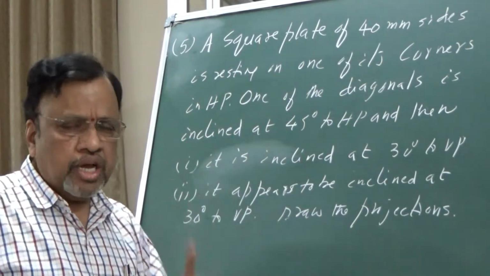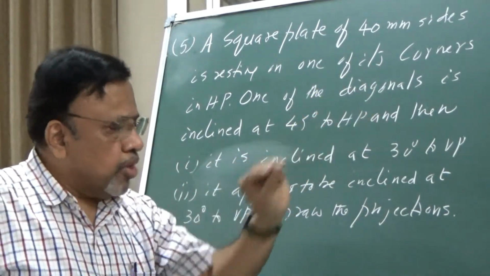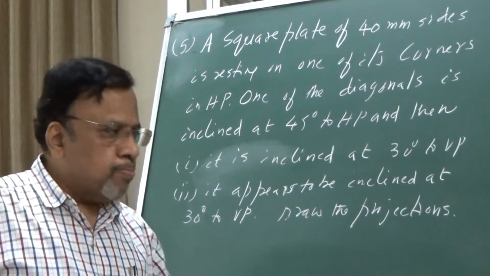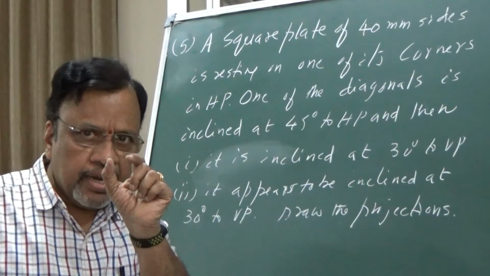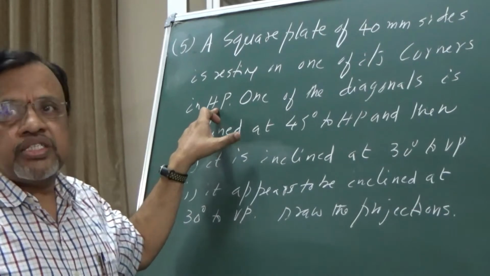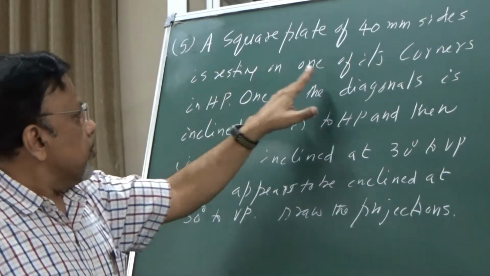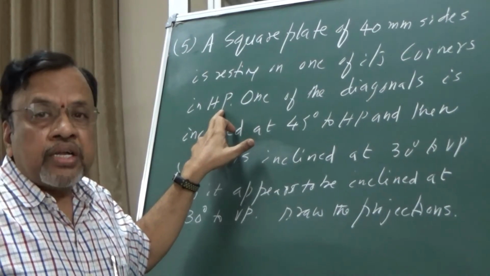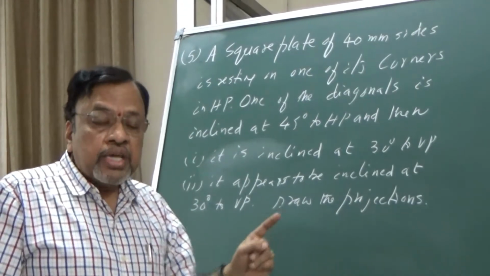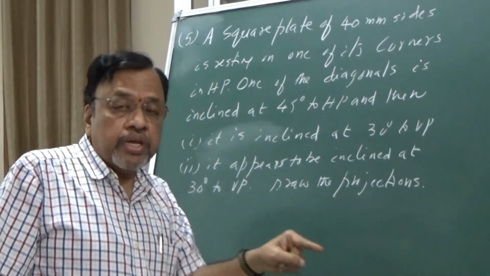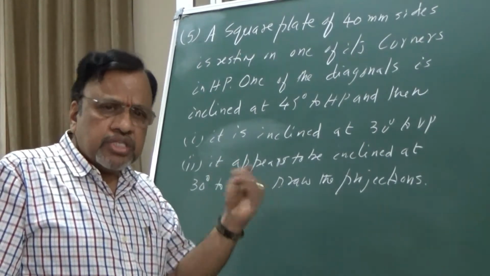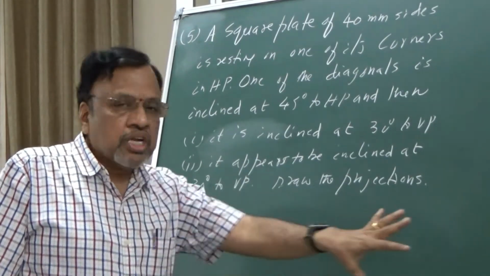As usual, the first thing I need to decide is from which view I need to start. What is the hint in this problem? The catch is this: it is given that it is resting on one of its corners on HP. Since one of its corners is resting on HP, in the initial position the two sides containing that corner should make equal inclination with reference to VP. So how do you satisfy the VP details? By starting from the top view.